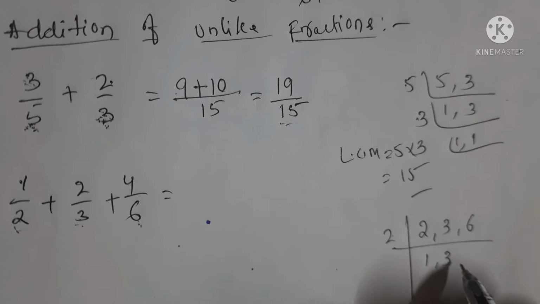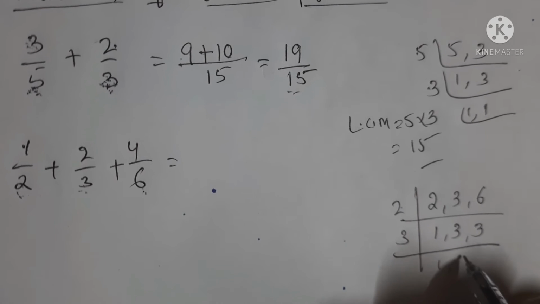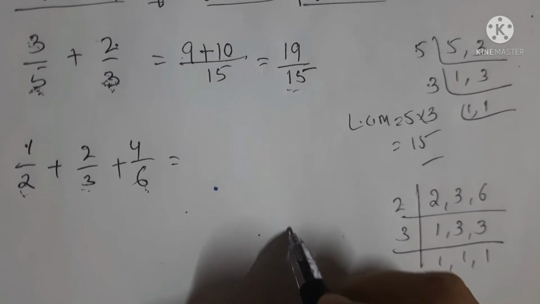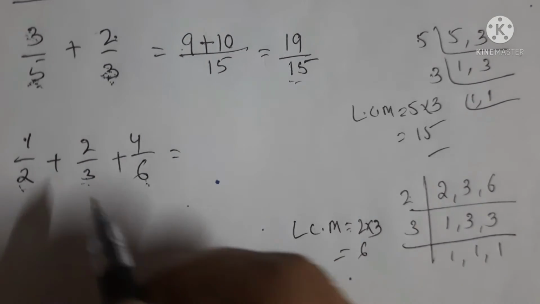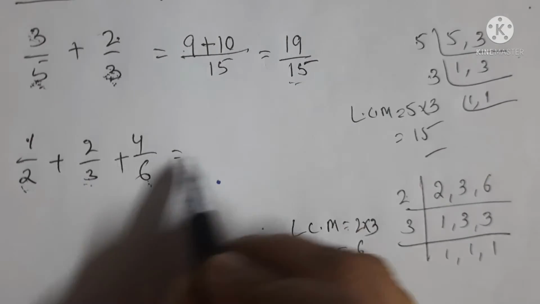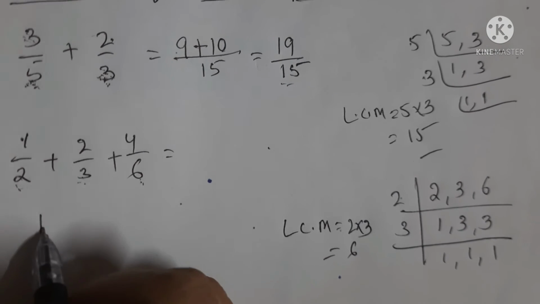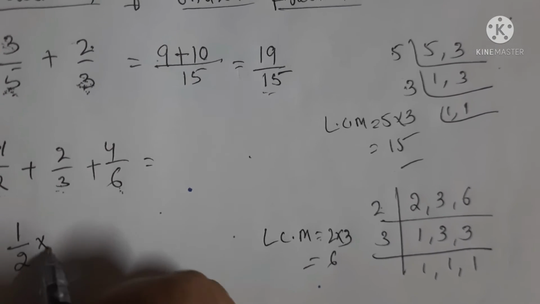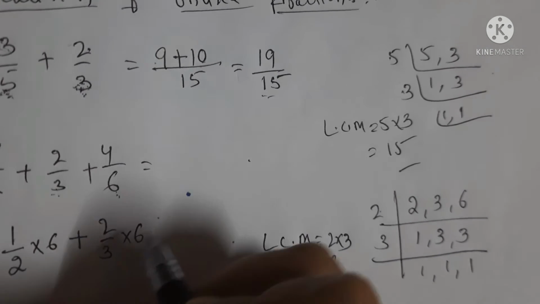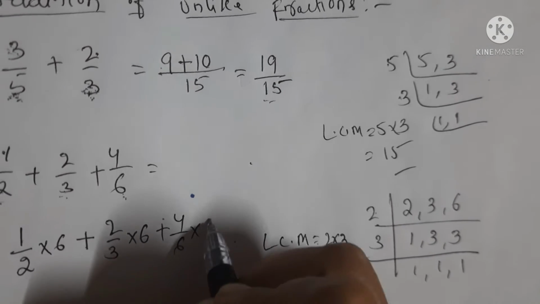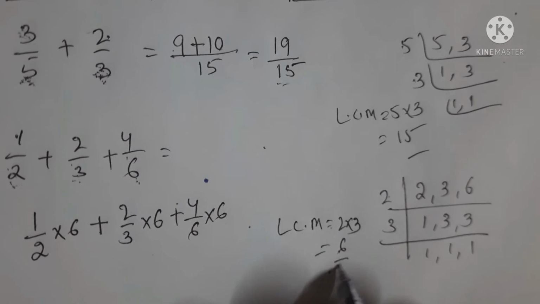2 1s are 2, 2 3s are 6. Again for 3, 3 1s are 3, 3 1s are 3. So here the LCM is 2 into 3 is equal to 6. Here we can't directly write 6. The next step is, first we take the LCM, and now 1 by 2 into 6 plus 2 by 3 into 6 plus 4 by 6 into 6. Means all these fractions you have to multiply with the LCM you got.